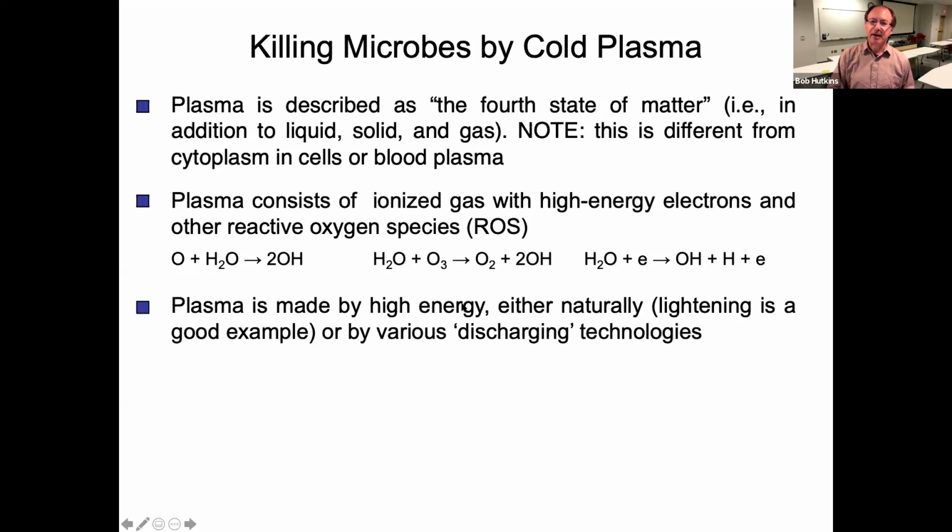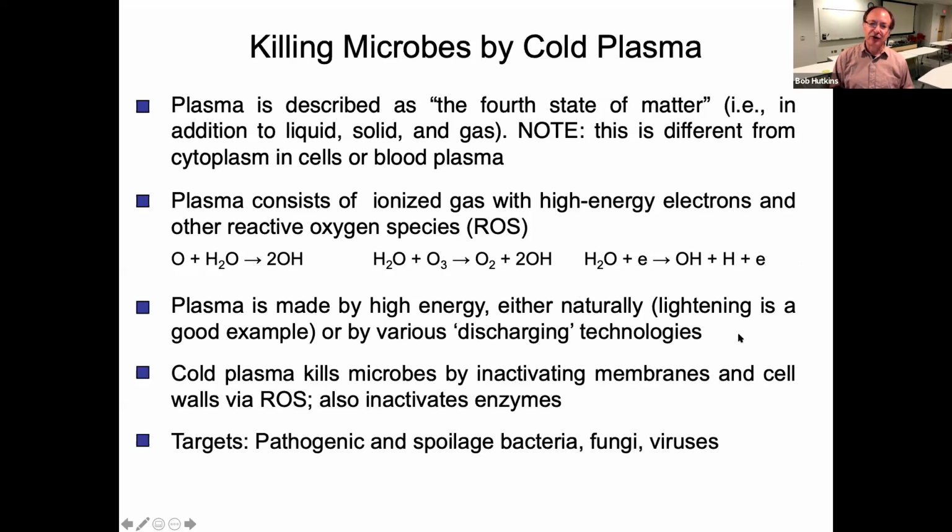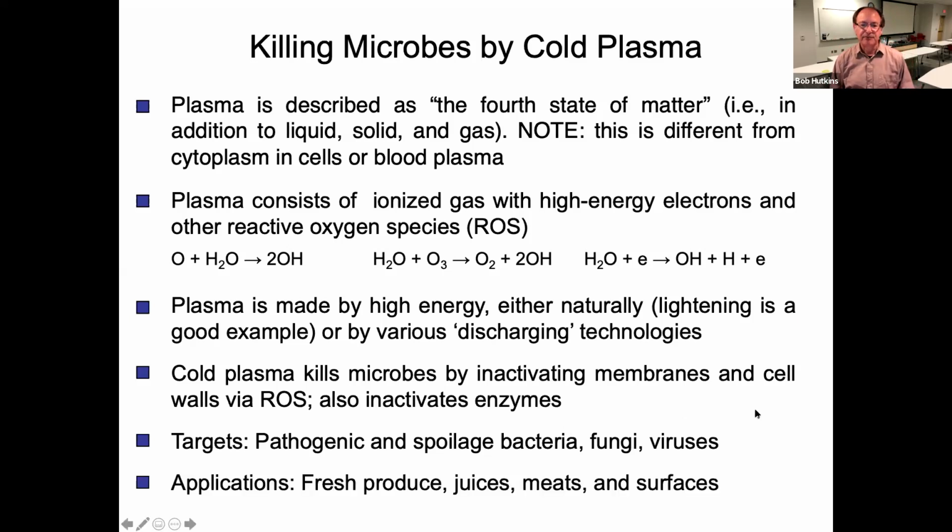It's made naturally as lightning, but it could be made by discharging technologies, which I will not go through. And it kills microbes by inactivating membranes like we've seen before, and cell walls, and inactivating enzymes. And the targets can be pathogens or spoilage organisms. And this is getting a lot of attention in food science, for fresh produce, juices, meats, and surfaces.